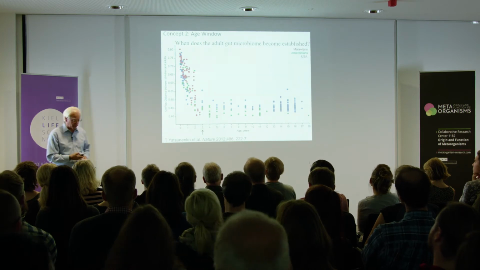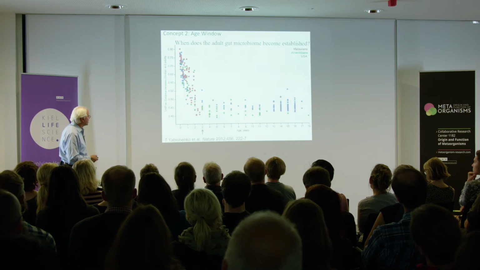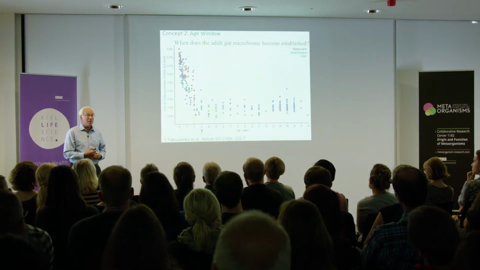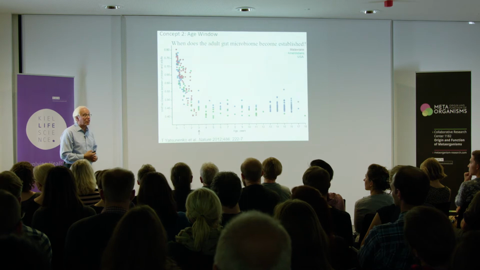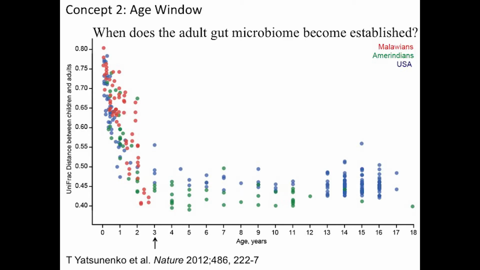Now, the second concept I want to talk about is age window. And maybe if I go back to this point, I can just say that we have a conserved coevolution that is rapidly changing. So the next point is age window. This is work by Tanya Yatsunenko and colleagues working in Jeff Gordon's lab. Maria Gloria Dominguez, Rob Knight, and others contributed to this work. This study and this panel address the question, when does the adult gut microbiome become established? The investigators looked at healthy people in the US, Amerindians in South America, and Malawians in Africa.